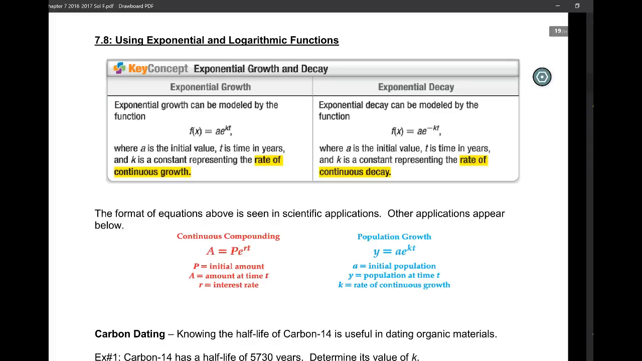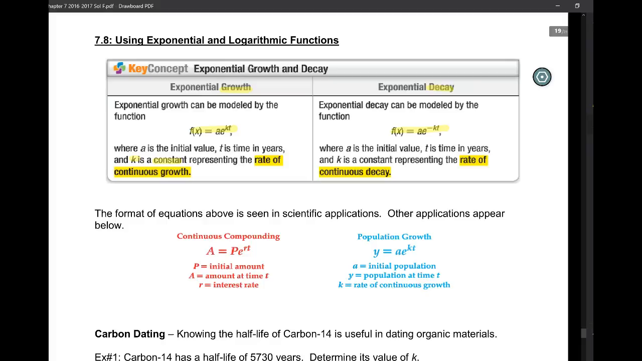Good. So if we have here f of x equals a e to the kt, where k, that's our constant representing the rate of continuous growth. When we have k being negative, or a negative in front of k, that's going to represent exponential decay. So that's how you know the difference between the two. Growth has a positive exponent. Decay is going to have a negative exponent. It's going to get smaller and smaller. Think about that for a minute. What happens when we have a negative exponent?